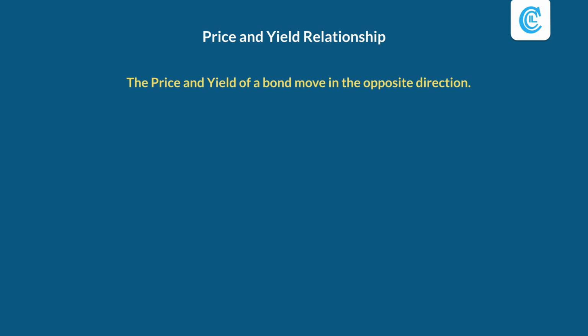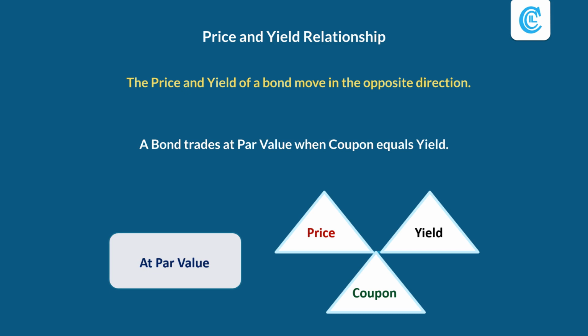The price and yield of a bond have an inverse relation. This means that if price goes up, yield goes down, and vice versa. A bond trades at par value when coupon equals prevailing interest rates for the bond's maturity.